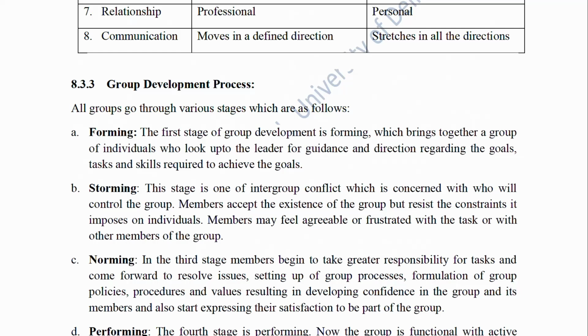Members accept the existence of the group but resist the constraints it imposes on individuals. Members may feel agreeable or frustrated with the task or with other members of the group. Third, norming. In the third stage, members begin to take greater responsibility for tasks and come forward to resolve issues. Group processes are set up, and group policies, procedures, and values are formulated, resulting in developing confidence in the group and its members, who also start expressing their satisfaction to be part of the group.